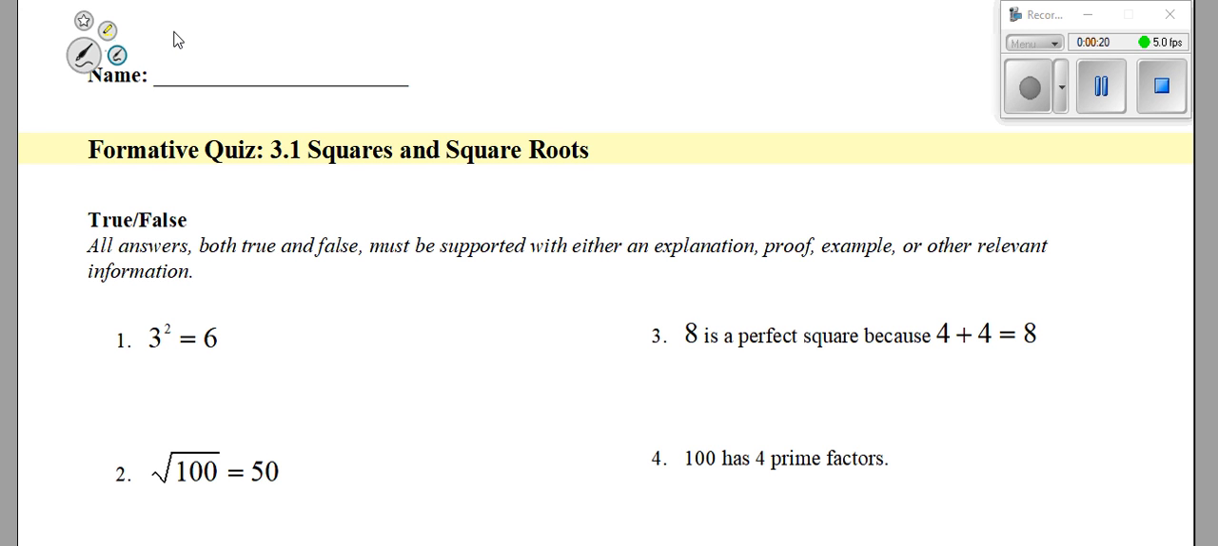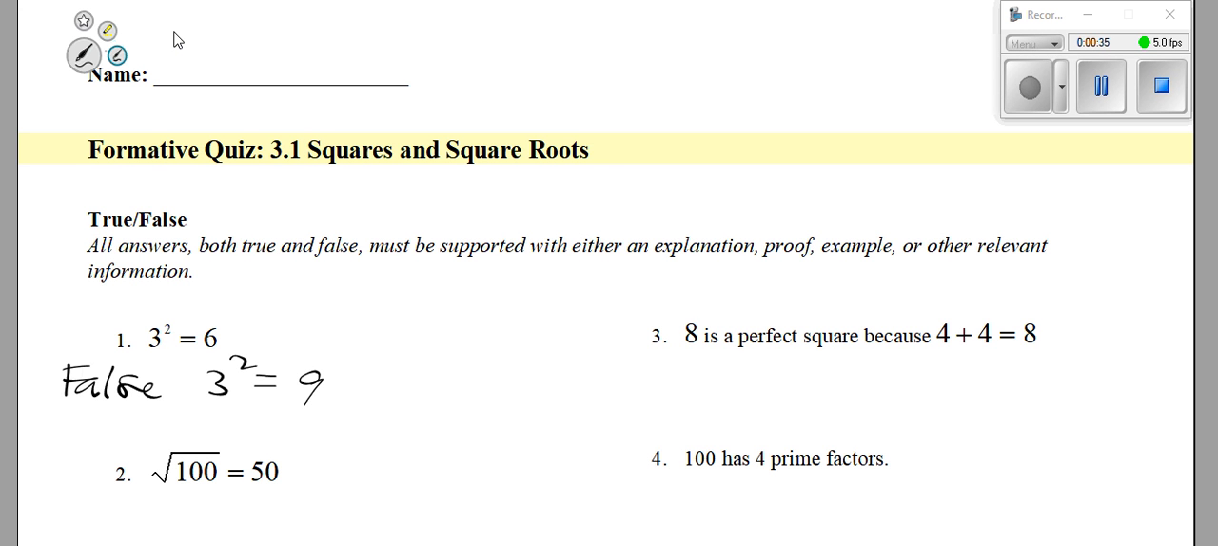Question number 1 says 3 squared is equal to 6. Is this true or false? The answer is it's false. Why is it false? Well, there's various ways you could do it. You could say 3 squared is actually equal to 9. That's probably the most popular answer. 1 point for false, 1 point for that answer.